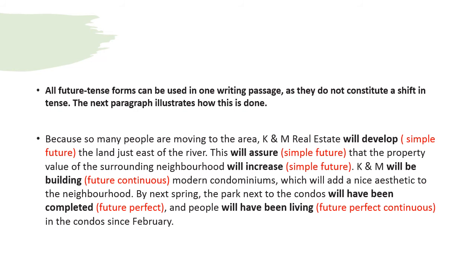Now we have used simple future form like will develop, will assure or will increase, and then we have also used future continuous form like will be building, and there is also a future perfect form like will have been completed, and also a future perfect continuous form like will have been living. So in this fashion we can maintain one particular tense all through a paragraph by using the different tense forms of that particular tense.